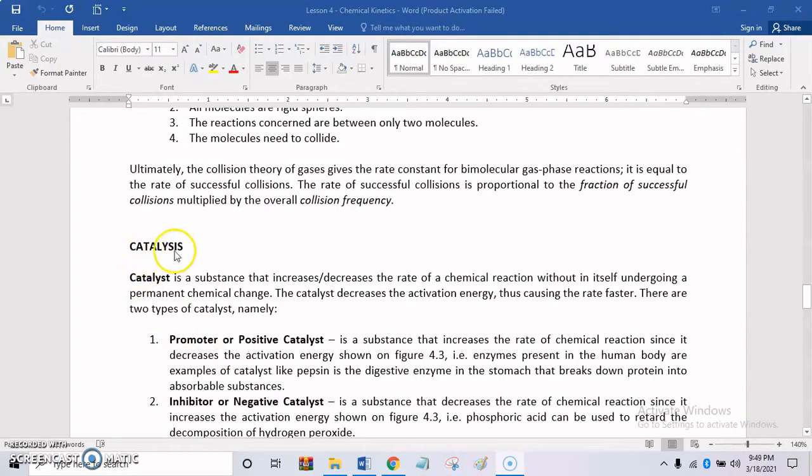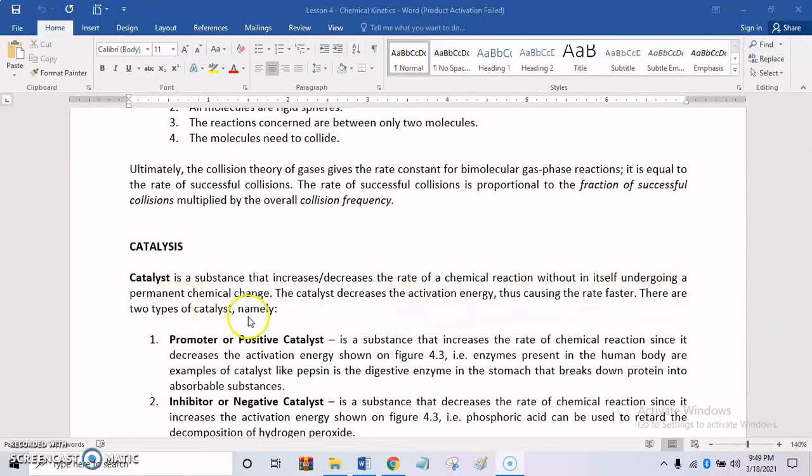Let's go to catalysis. A catalyst is a substance that increases or decreases the rate of a chemical reaction without itself undergoing a permanent chemical change. So a catalyst is only there to increase or decrease the rate of a chemical reaction, but it will not undergo a chemical change together with the chemical compounds. The catalyst decreases the activation energy, thus making the rate faster.